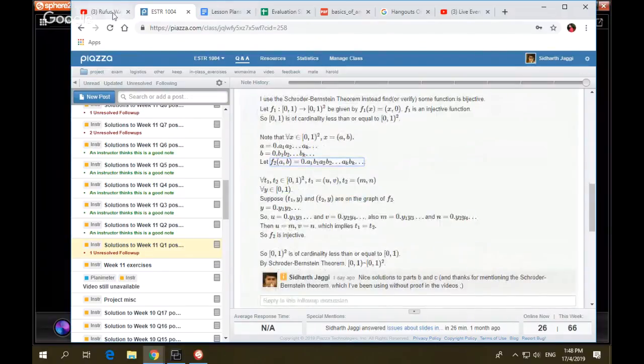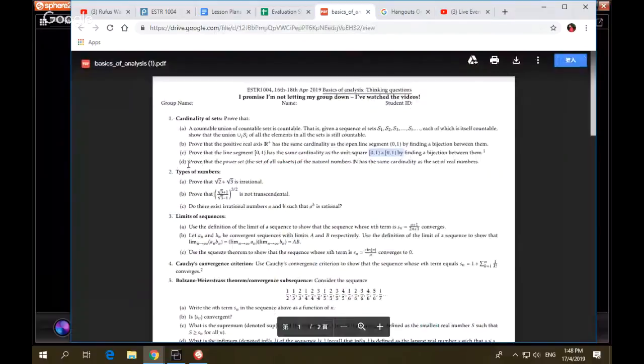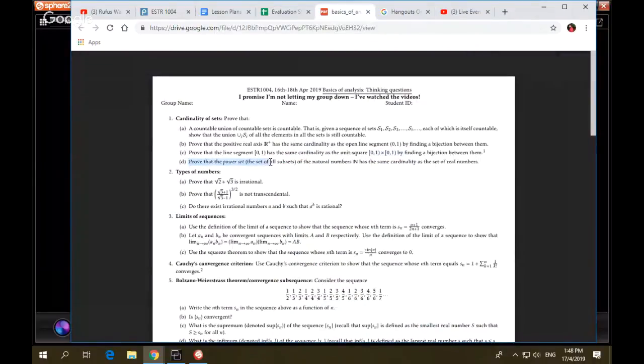So here we finally begin to see non-countable sets. So here we are asking you to show that the power set, which is a set of all subsets of the natural numbers, has the same cardinality as a set of real numbers. So remember, the set of real numbers is uncountable.